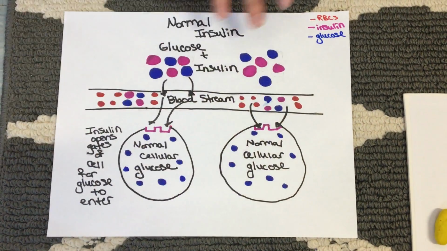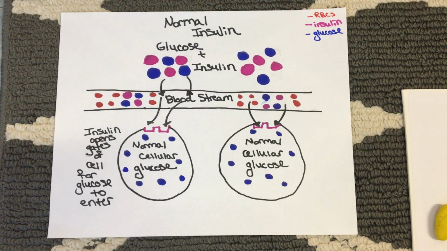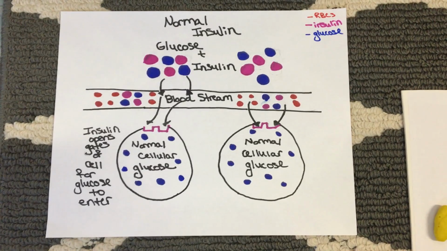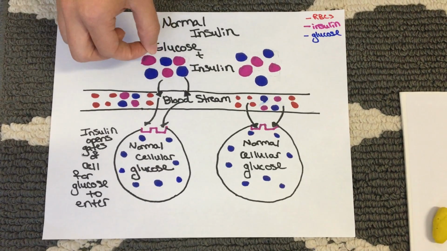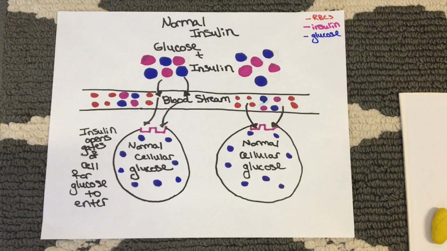So this is a normal cell. The cell wants the glucose for energy. So this is what happens. You have glucose in your blood, it binds to the insulin, and goes into the cell.